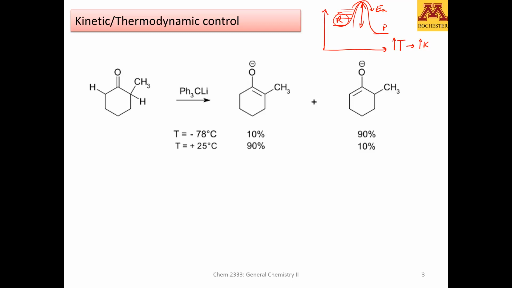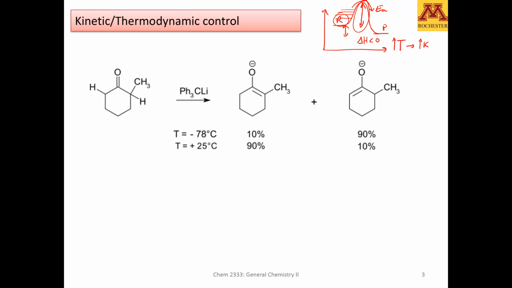If the deciding factor is the barrier, we will call that kinetic control. If the deciding factor is the stability, in this case it is an exothermic reaction, if it's the stability, we call that thermodynamic control. Let's see an example of that kinetic thermodynamic control depending on the temperature, or if you will, depending on the energy that reactants have.